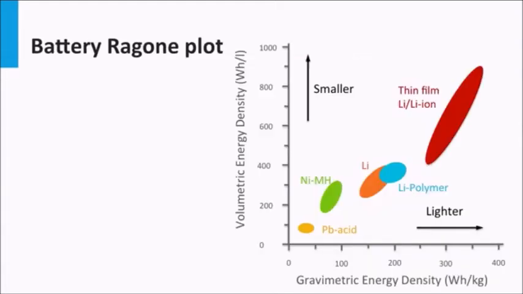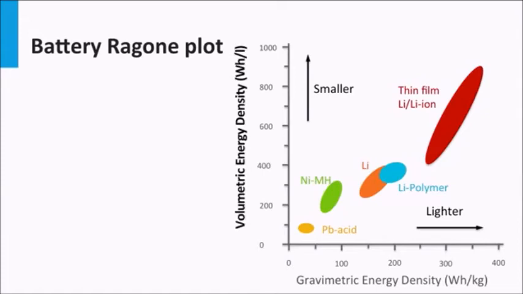Let's look at the Ragone plot specific to the typical batteries only. This is slightly different from the Ragone plot shown earlier, as this shows the comparison between the various battery technologies in terms of gravimetric energy density and the volumetric energy density.